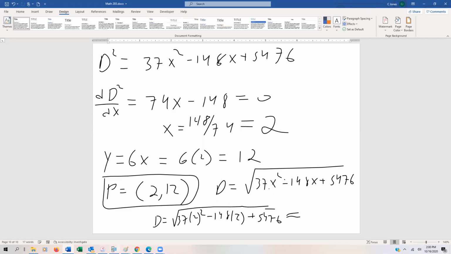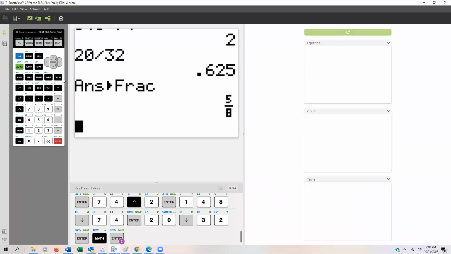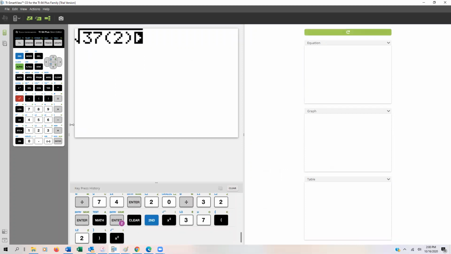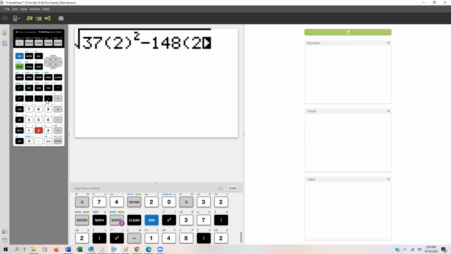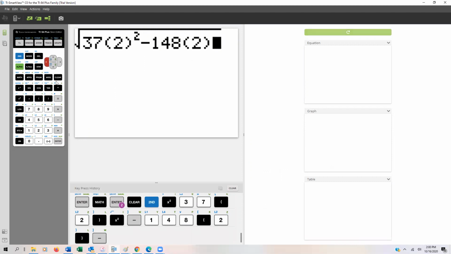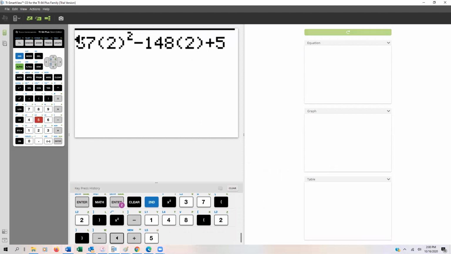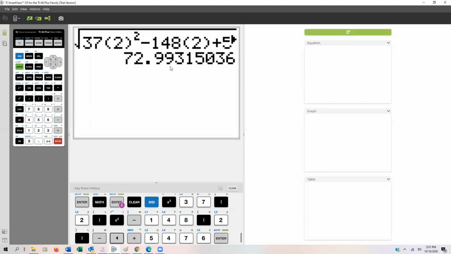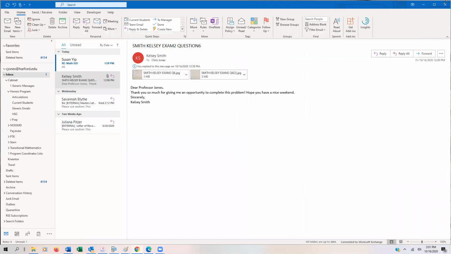So we're going to calculate that. Remember, we're trying to find the original distance, not the square of the distance. So that's 37 times 2 squared minus 148 times 2, and then plus, not minus, 5476. And we get 72.993. We'll just approximate that.